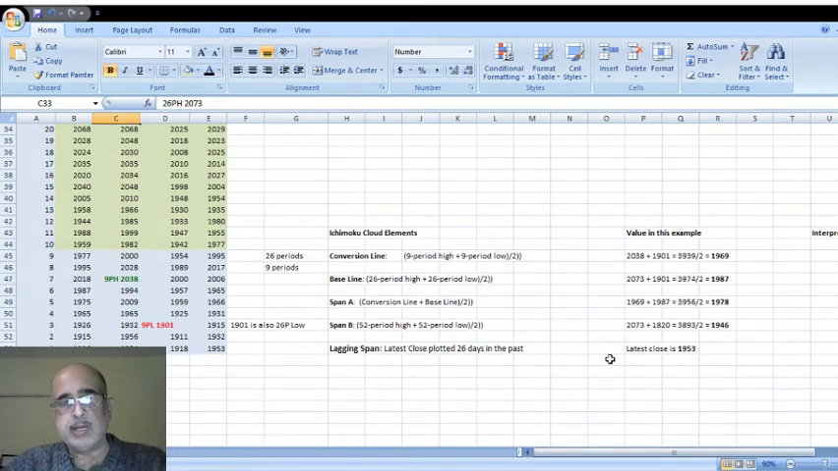These are the Ichimoku values for the latest period. I'm just making you understand what the concept is all about. Now we'll come to interpretation in tomorrow's video.